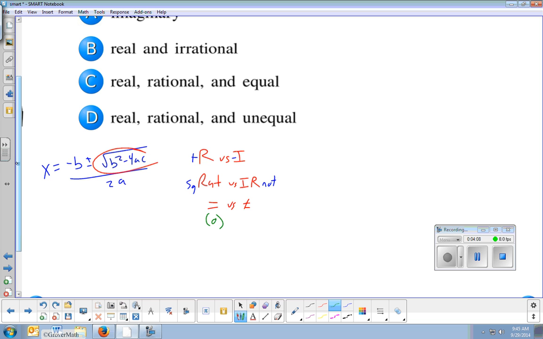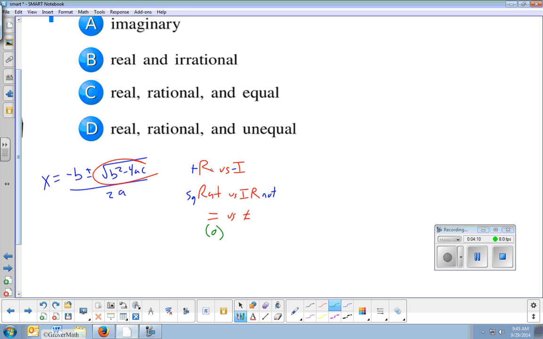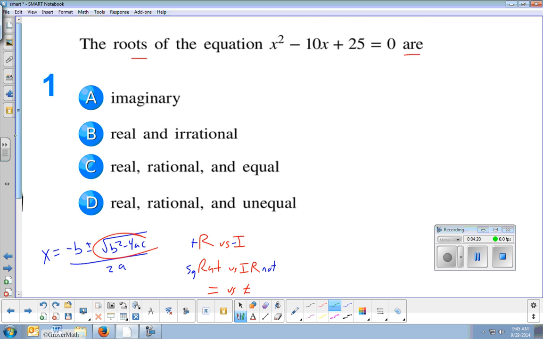And so these are questions. So again, real quick, positive real, negative imaginary. Square rational, not irrational. 0 equal, anything but 0, unequal. So let's take a look at this one. And so we don't need to do the whole quadratic formula here. We could just do the b squared and then the negative 4ac part of it to answer these questions.